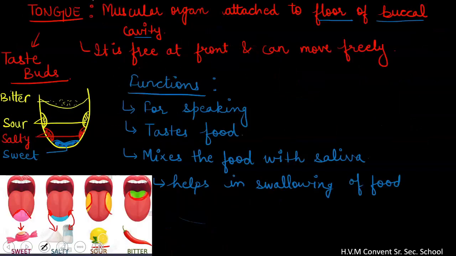Then comes the second part of our buccal cavity, that is the tongue. What is the tongue? Our tongue is a muscular organ that is attached to the floor of the buccal cavity. So this is our tongue. From the posterior end, it is attached to the floor of our buccal cavity, whereas the tongue is free at its front. Since it is free, we can move it easily.